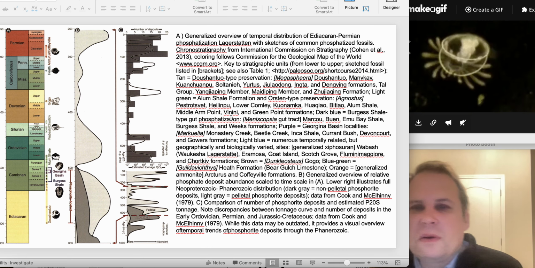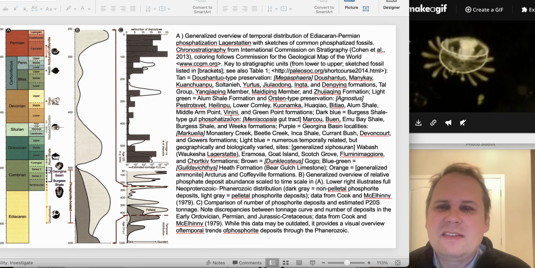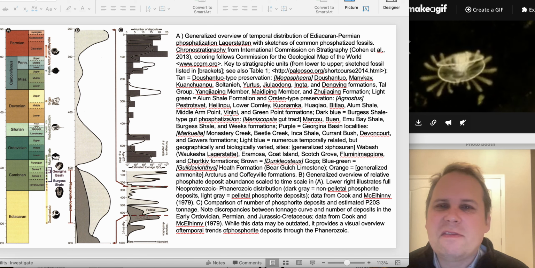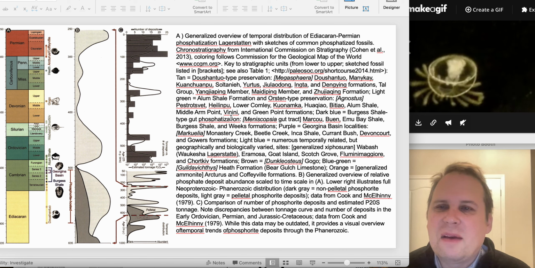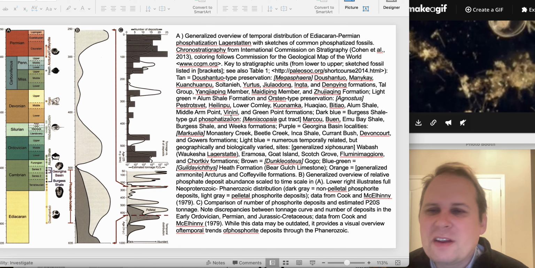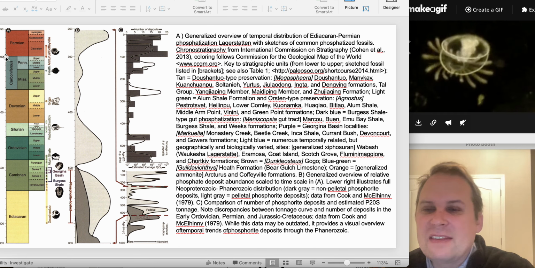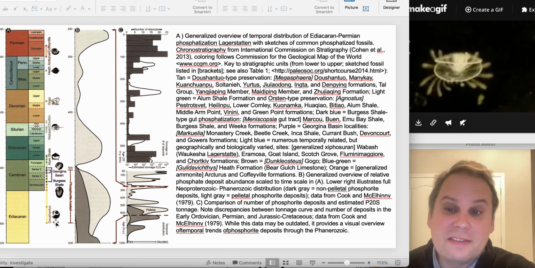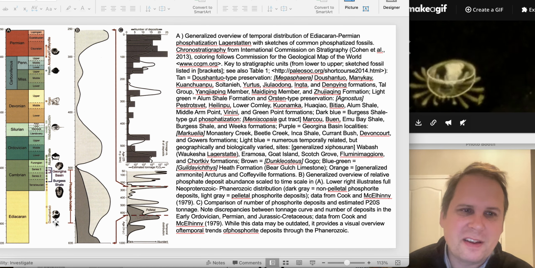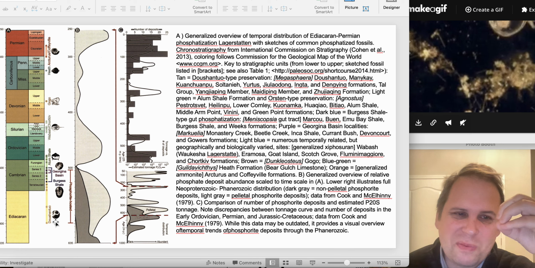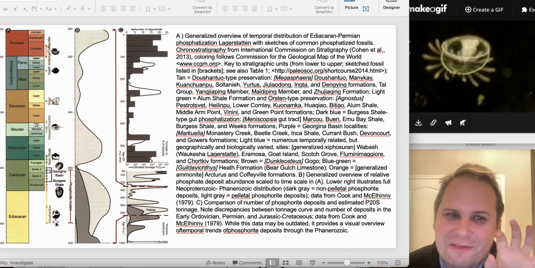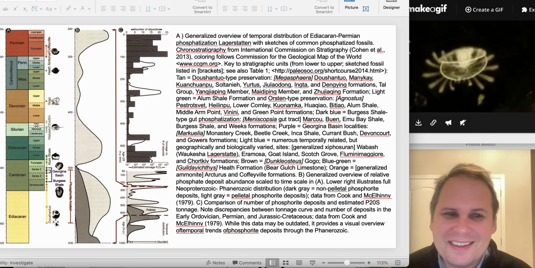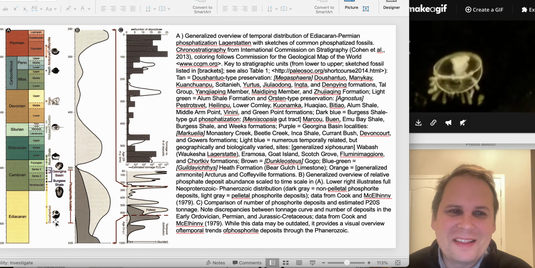Okay, so this is just talking about distribution of where do you see phosphatization, where do you get exceptionally phosphatized fossils. And so here are some. Dushantuo in China has these little embryo fossils. You got the one where it starts as one cell, then it divides into two cells, and then four cells, and then 8 cells, 16 cells. It's just like a little baby being born.